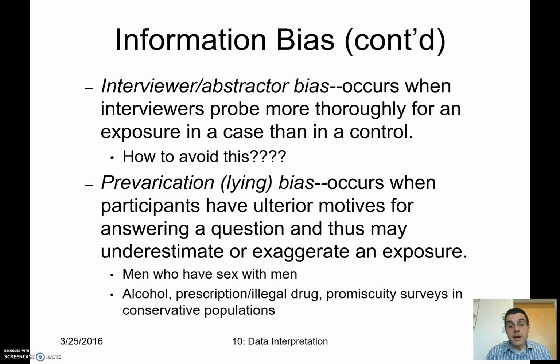Also, another form of lying bias would be alcohol use or prescription or illegal drug use or promiscuity surveys in conservative populations. There's been a lot of research that has shown a lying bias where, we know that there's certain rates of behavior that are occurring within specific populations based on some of the outcome data, but when you're setting up a study and you're interviewing, you have to be able to have a study design in order to be able to actually draw out those types of answers, or those appropriate answers, or those truthful answers.